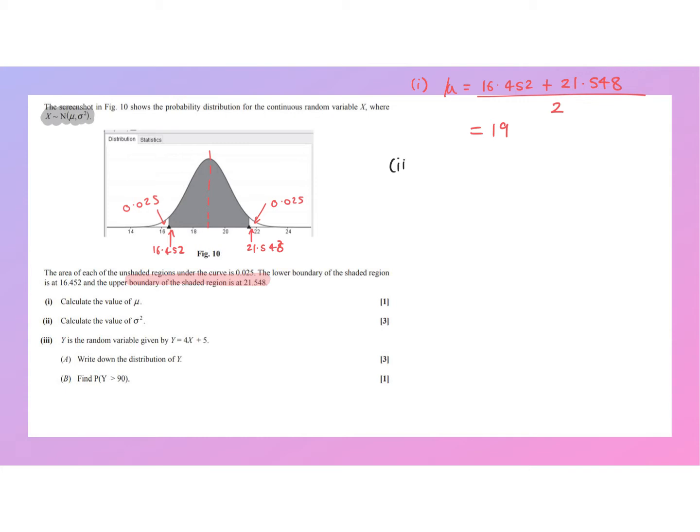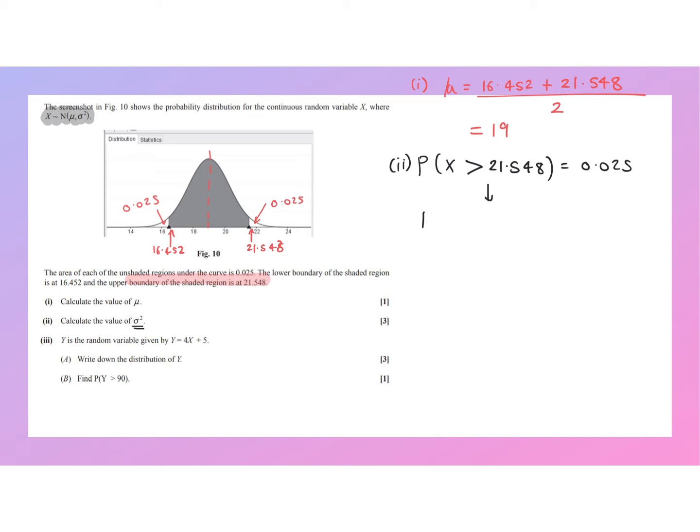Now for part 2, to calculate the variance, we're going to need to use either one of the tails. We know that the probability that x is greater than 21.548 is equal to 0.025. Now I'm going to standardise this to the z distribution. How do I know that we need to standardise? Well, we don't know the value of sigma squared. If we don't know mu, or we don't know sigma, or we don't know either mu or sigma, it's likely we're going to have to standardise the whole thing.